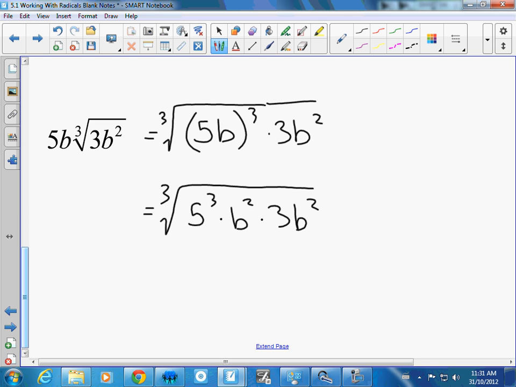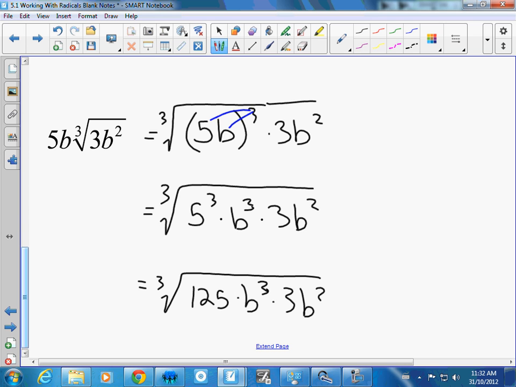Isn't that what it means? That cube goes to both of them, doesn't it? Yeah. That's a common mistake. A lot of people, they'll do the b, but you have to remember it goes to both of those. All right? What's 5 cubed? 125. Times b cubed times 3b squared.